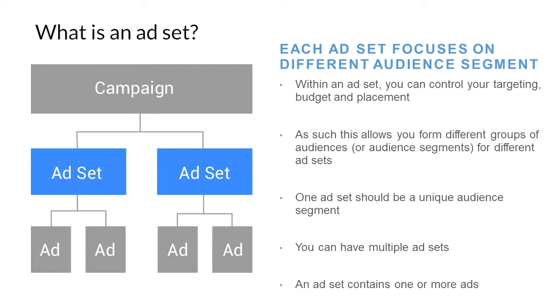So it's a given best practice that you need to have a unique or a segmented audience for each ad set. Which means, let's say you are running a campaign targeting New York as a city, and you are targeting two audiences: women in the age of 25 to 34 and women in the age range of 35 to 44. For each of these audience segments, you will create two separate ad sets.